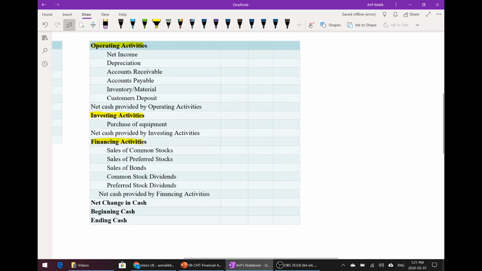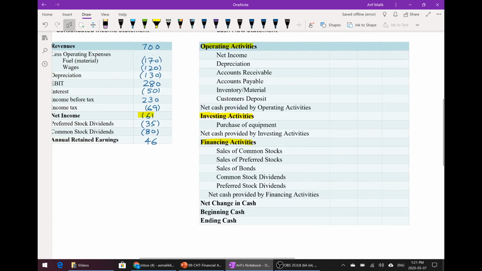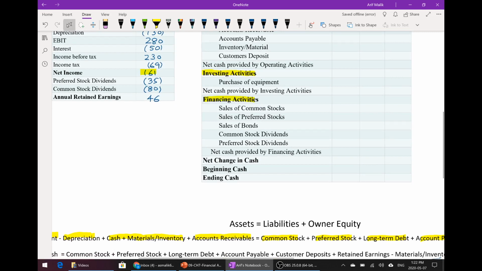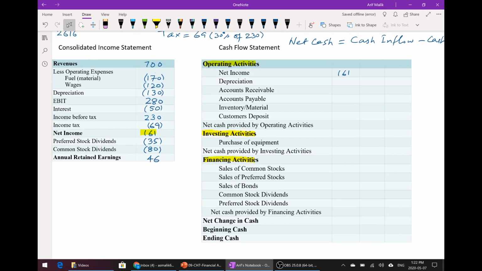The net income, we can see from the income statement, is 161, so we write down 161 here. Depreciation is 130, and according to the equation shown here, the indirect method, it is positive. That makes sense also, because depreciation, although it's a charge against the revenue, is not a cash outflow. The cash is with us. So 130 is added into it.